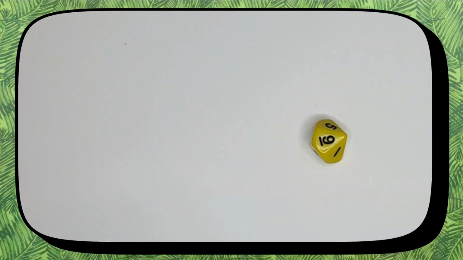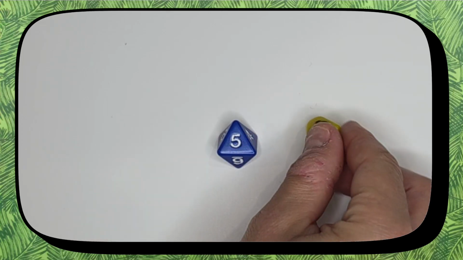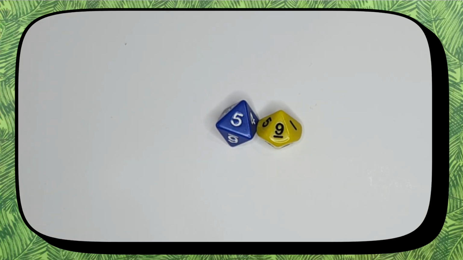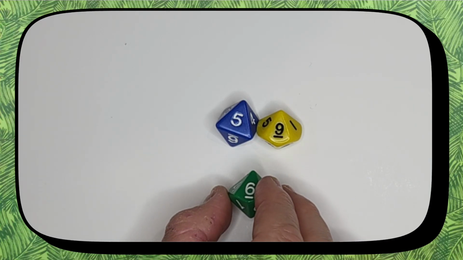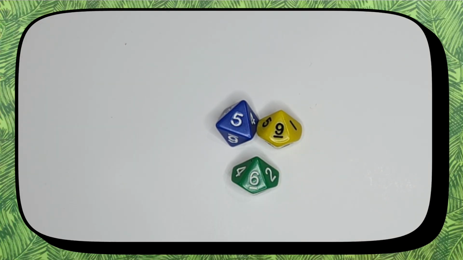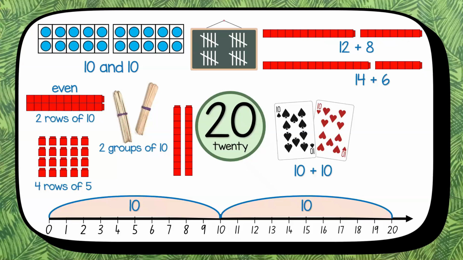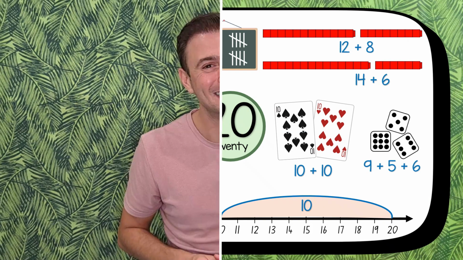As well as 3 playing cards, we could find 20 by rolling dice. I have rolled 5 and 9. What number will I need on the next die to make 20? Well, we sure have found lots of ways to show 20. Let's have another look at our board.